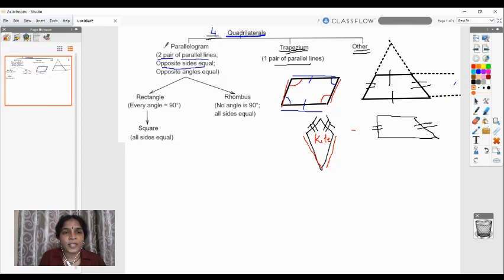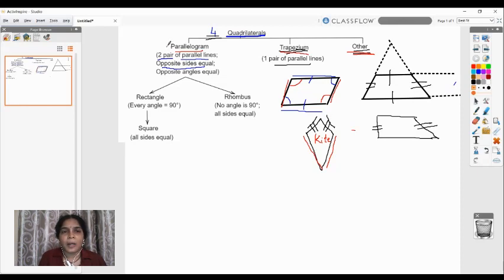So what are the three major categories we saw? Two pairs of parallel lines, it's called a parallelogram. One pair of parallel lines, it's called a trapezium. And there are other quadrilaterals, that means other four-sided figures which don't have any parallel lines. Such examples are like a kite.